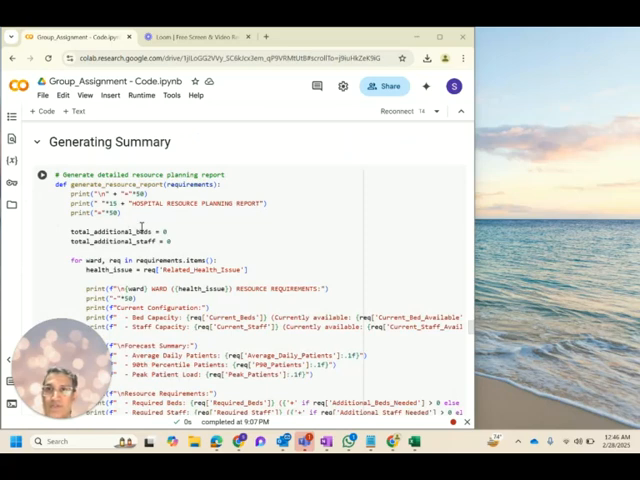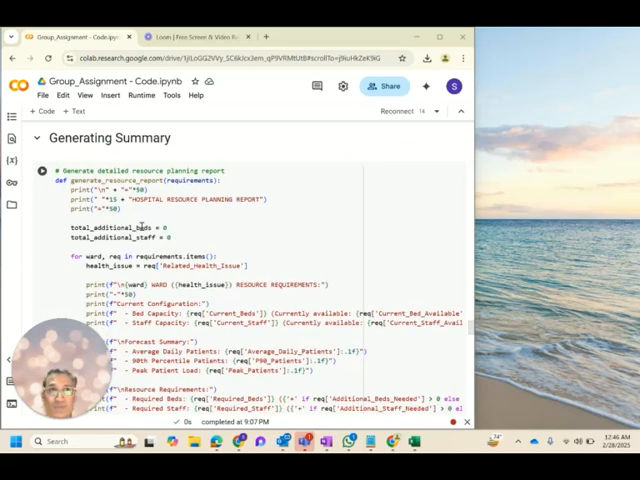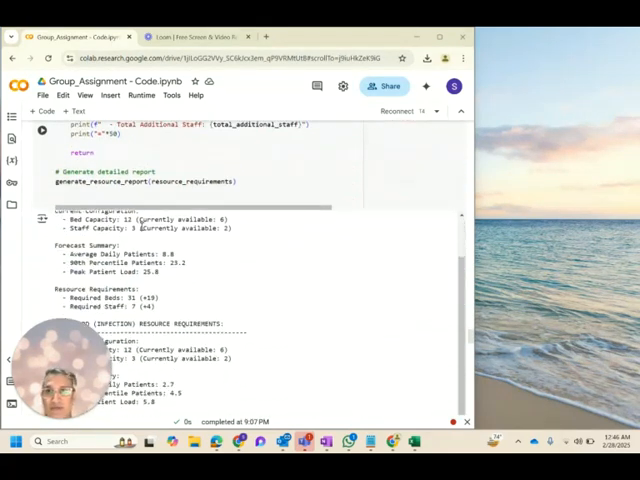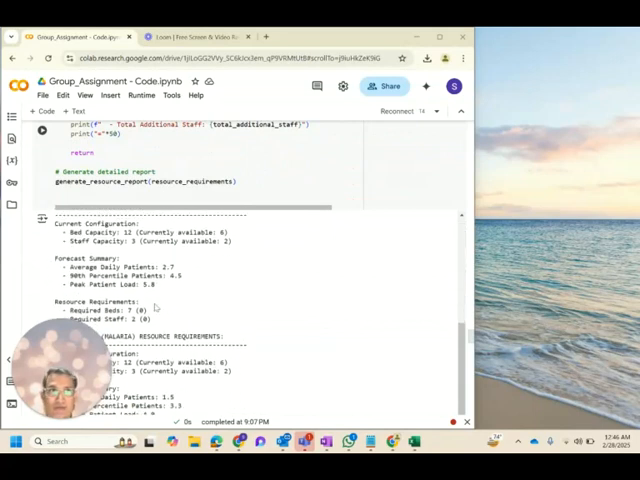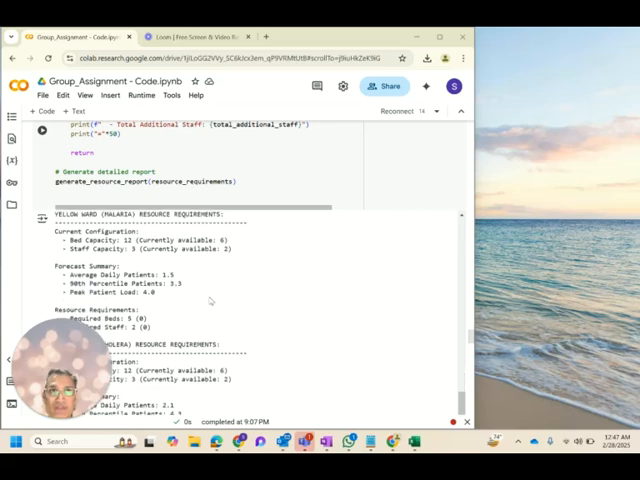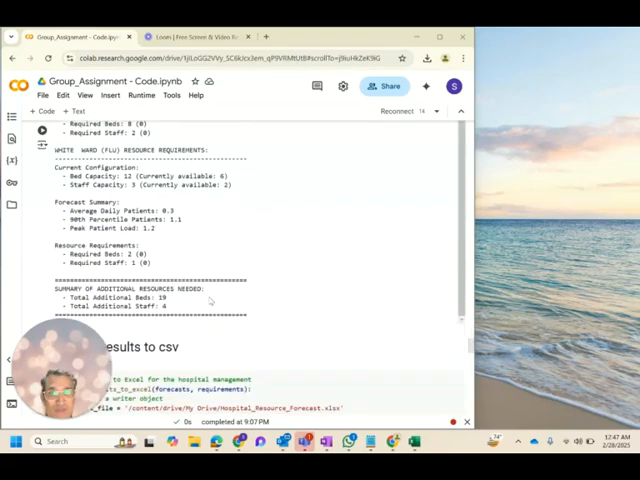Then we have generating summary. A detailed resource plan report is generated for each ward, summarizing current capacity, forecasted patient load, and resource gaps. It also aggregates the total additional beds and staff needed across all wards, presenting the information in a clear, readable format for hospital management.